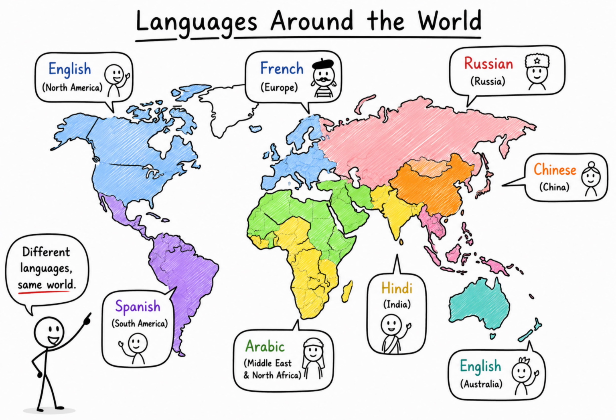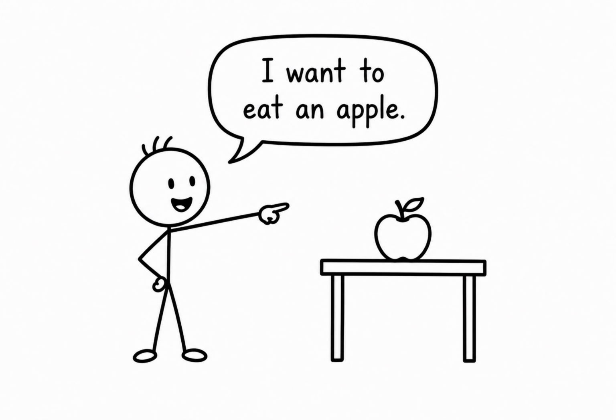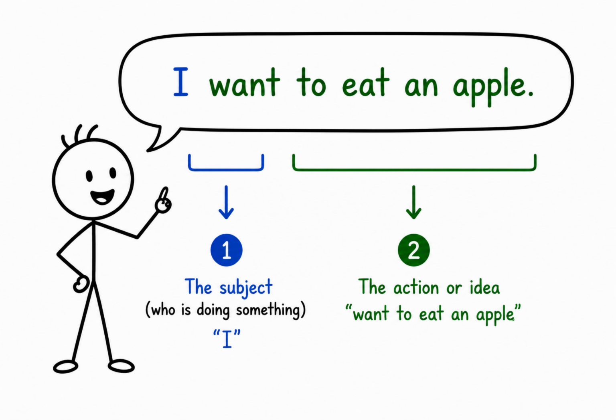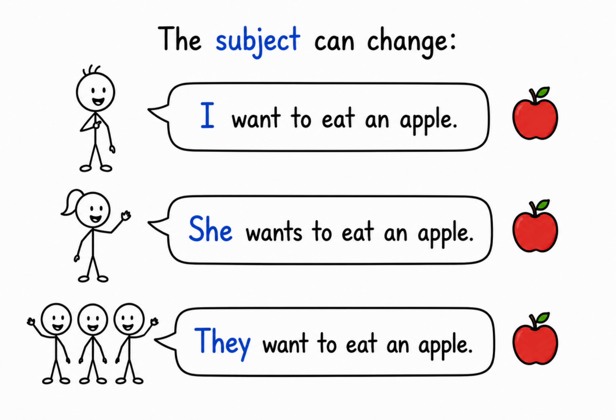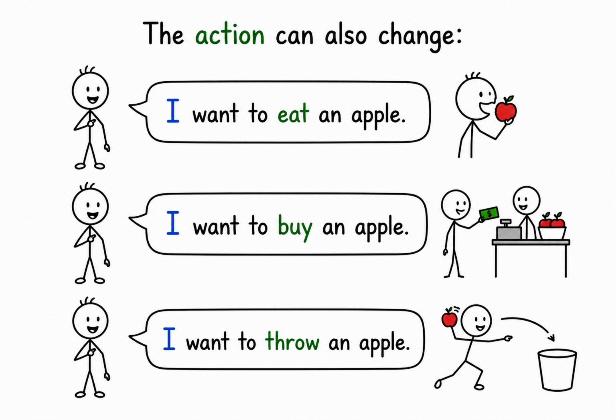Although thousands of languages exist, most follow a surprisingly similar pattern. Let's look at a simple sentence. I want to eat an apple. This sentence contains two important parts. 1. The subject, who is doing something. I. 2. The action or idea. Want to eat an apple. The subject can change. I want to eat an apple. She wants to eat an apple. They want to eat an apple. The action can also change. I want to eat an apple. I want to buy an apple. I want to throw an apple.